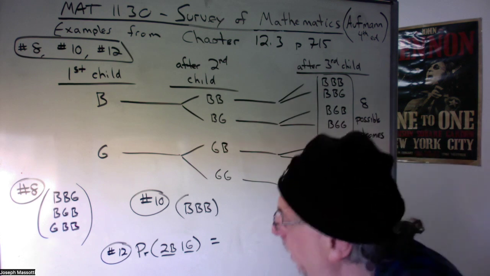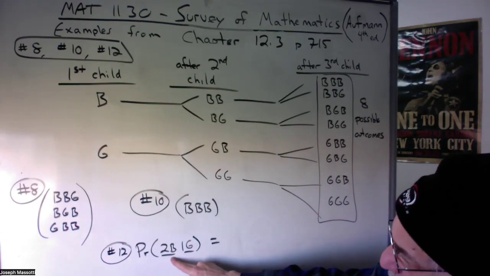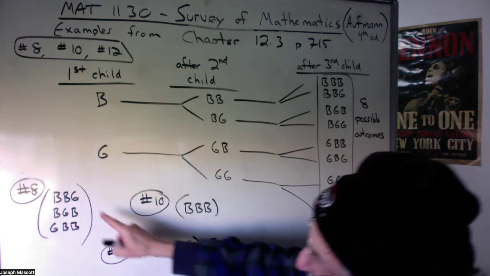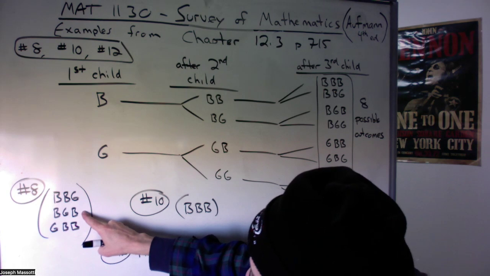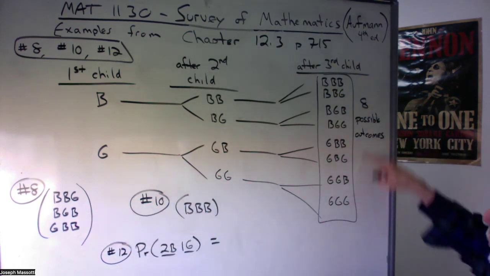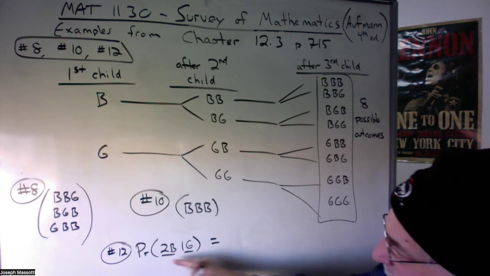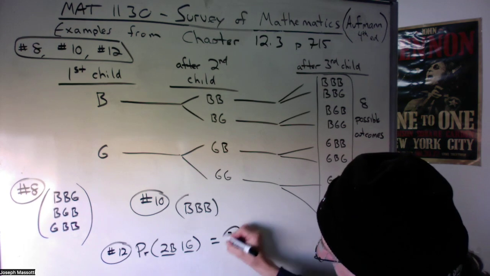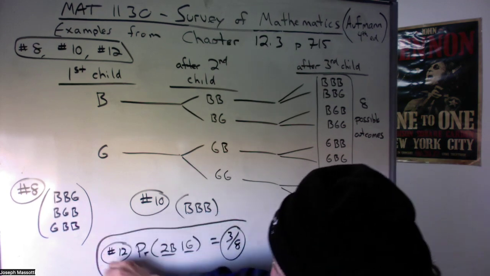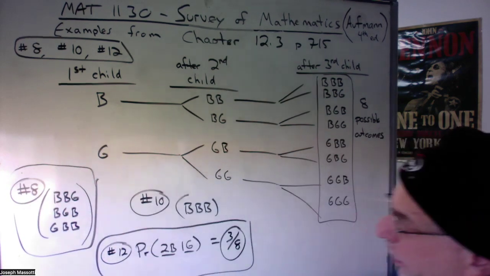Now, if we wanted the probability of that, which is number 12, the probability of getting 2 boys and 1 girl, all we're saying is there are 3 possibilities with 2 boys and 1 girl out of the 8 total possibilities. So the answer to number 12 is just 3 out of 8. This would be the answer to number 8.